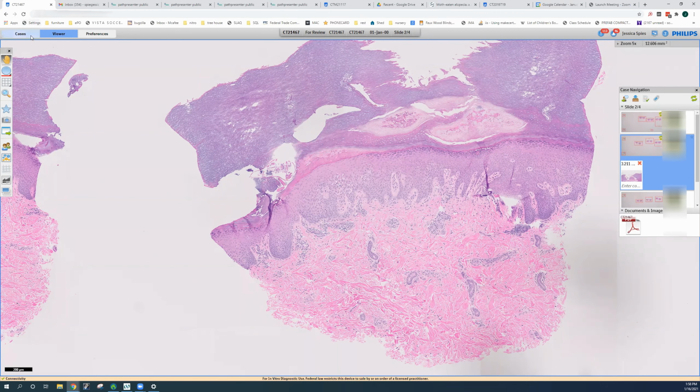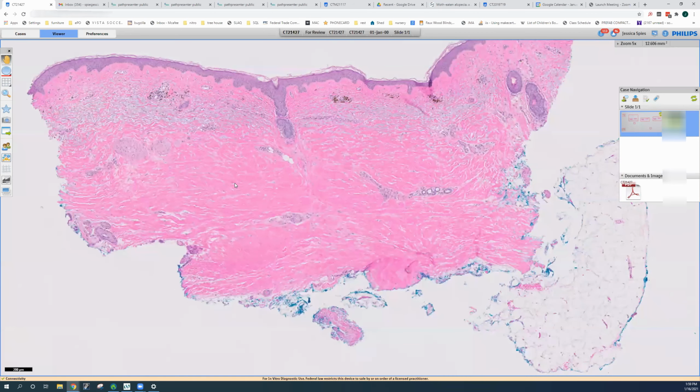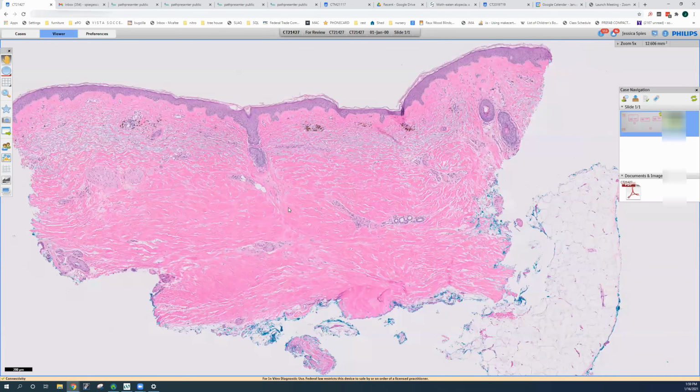All right, next case. This case came in as rule-out morphea scleroderma, and that's exactly what it is. This is a beautiful example of it. So many times we get sent cases to rule out morphea scleroderma, and we're really wringing our hands because we can't find the changes, or the changes are so subtle. But this is a really textbook example.